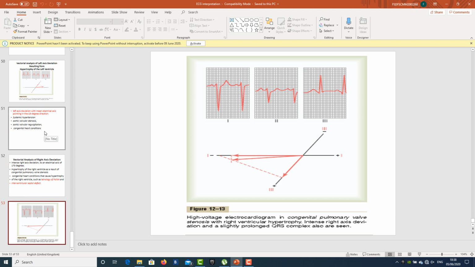So, this is all about how we do the interpretation by seeing the axis deviation. So, I hope all of you will read it and try to grasp it.